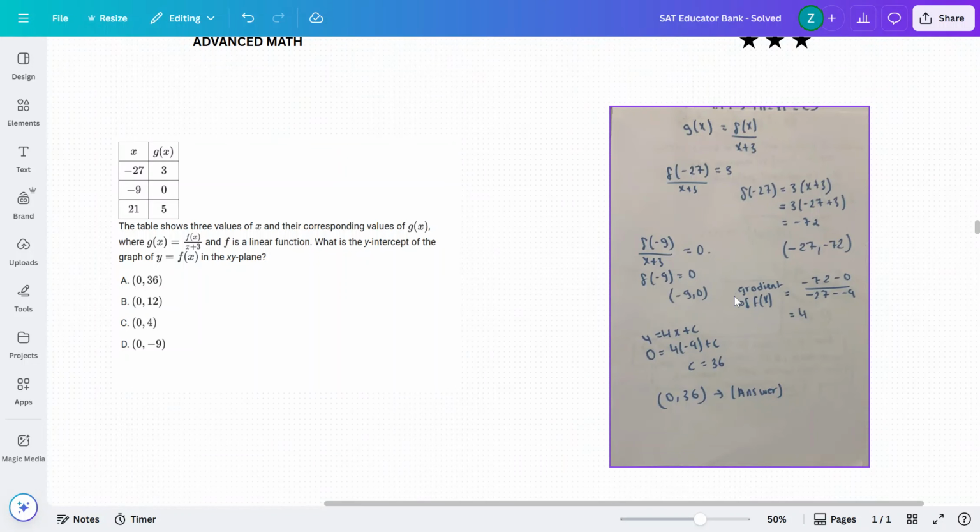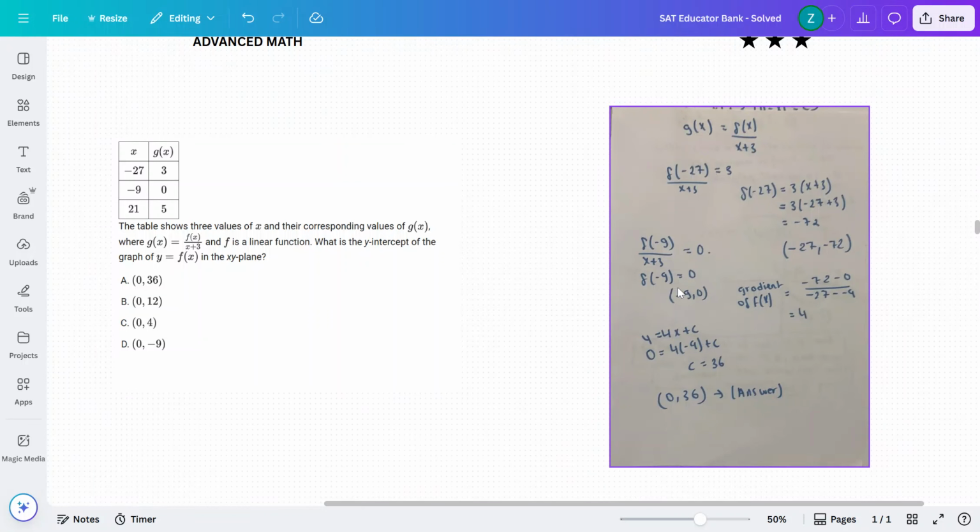I could create a straight line equation. I could find the gradient, and I could, by extension, find my y-intercept by using one of the coordinates. So finding the gradient, rise over run: y2 minus 72 minus y1, 0, and then x2 minus 27 minus x1, minus 9. This gives me 4. Just put it into your calculator, it'll give you 4. Now y is equal to 4x plus c. Now we're trying to find c.